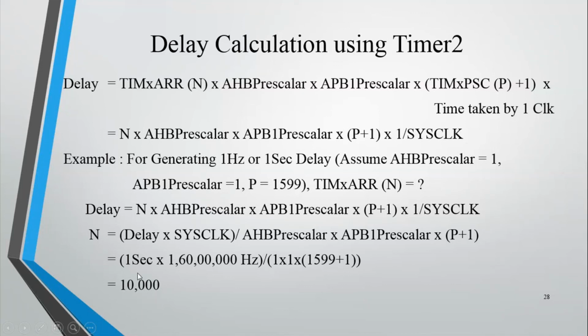So what does it mean? When you are moving 10,000 to ARR, 1 to the AHB prescaler, 1 to the APB1 prescaler, and 1599 to the timer prescaler, you will be getting a delay of 1 second. Right. So this is how you calculate the value that is loaded into the auto reload register in order to get a delay of 1 second.